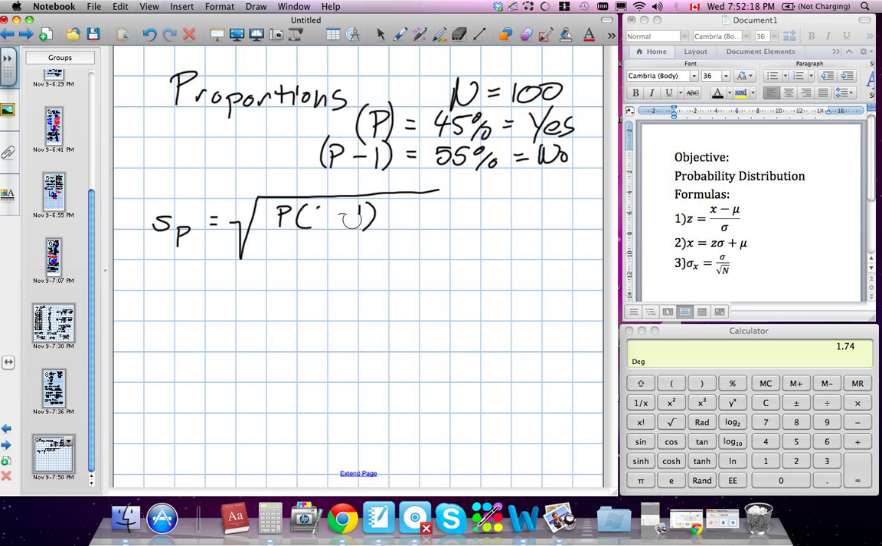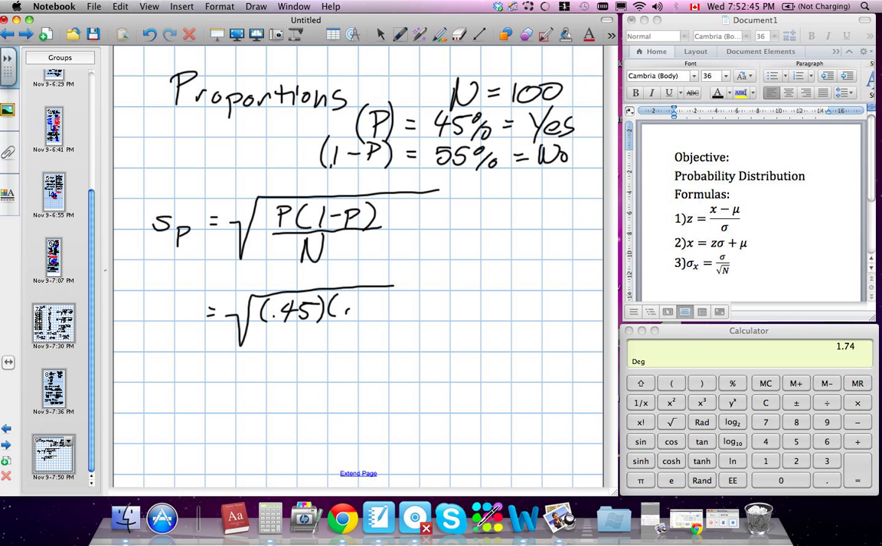If we take 45, I wrote that backwards. It's 1 subtracted, not P subtracted. Is that what it says in the book? Yeah, 1 subtracted. We took 1 and we subtract the 45%, we got 55%. So we multiply these two numbers together, 45% said yes, 55% said no, over N, which is our population size.